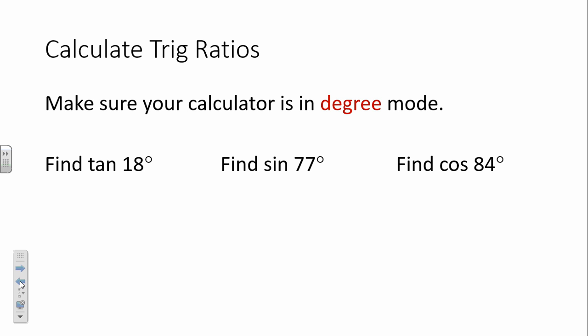So let's practice the tangent real quick. As long as your calculator is still in degree mode and you haven't changed it, I want you to find the tangent of 18. And what do we get? 0.32 to 2 decimal places. They didn't specify, so let's just do 2 decimal places for this slide. So 0.32, everybody get that?